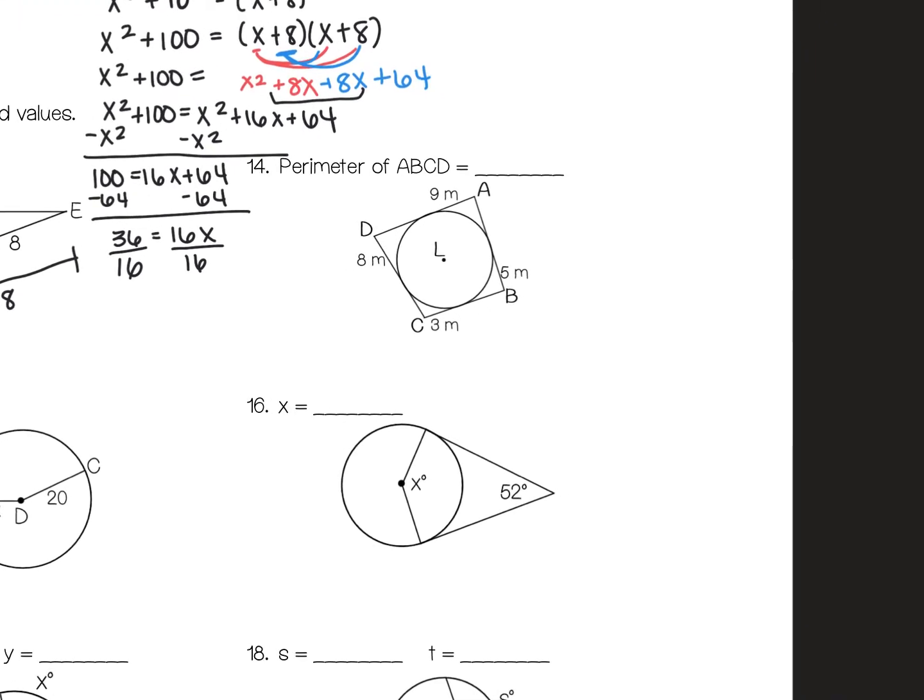For the next one, perimeter of ABCD, anytime you have two tangent lines that meet at the same point outside of the circle, the lines are congruent. So therefore, these are both 9. These are both 5. These are both 3. And these are both 8. After that, I can add them all together. So 9 and 9 gets me 18. 5 and 5 is 10, 3 and 3 is 6, 8 and 8 is 16.